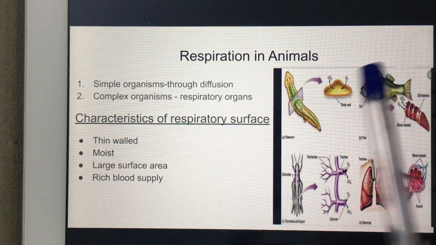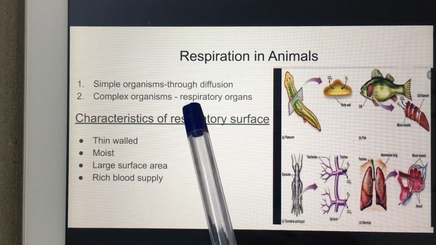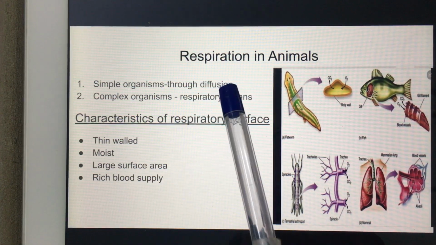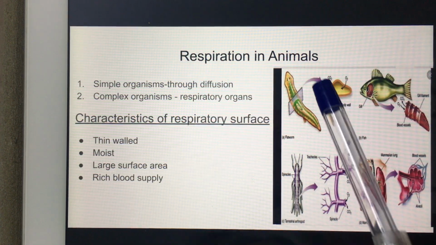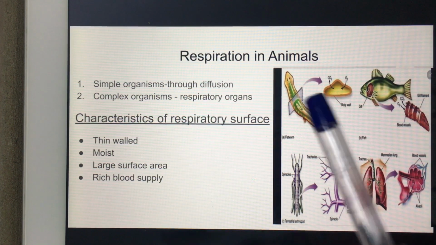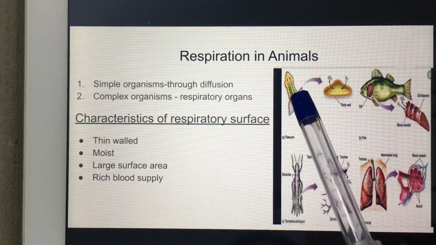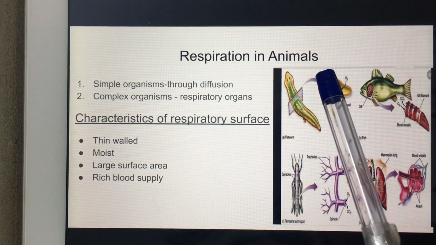Actually, animals can be divided into two categories: one is simple organisms and the other is complex organisms. In simple organisms, respiration takes place through diffusion. For example, here you can see planaria. In planaria, by simple diffusion, oxygen gets inside and carbon dioxide goes out of the body of the planaria.